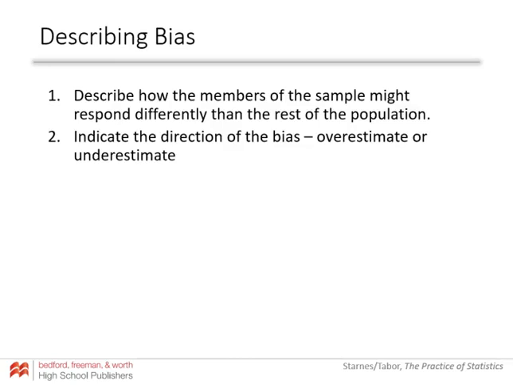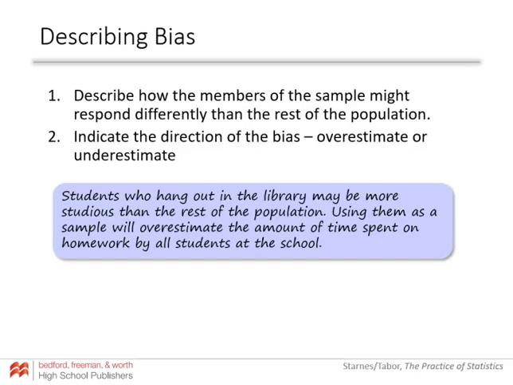When we describe bias, we've got to say two things. We have to say how those people might be a little bit different than the population at large, and we have to indicate the direction of the bias. Is our sample going to overestimate or underestimate compared to the rest of the population? When we're talking about those students in the library, part 1, describe how they might be different. Students who are hanging out in the library are probably a little bit more serious about school than others. So if we use them as our sample, part 2, that will overestimate the amount of time that is spent on homework by all students at the school.